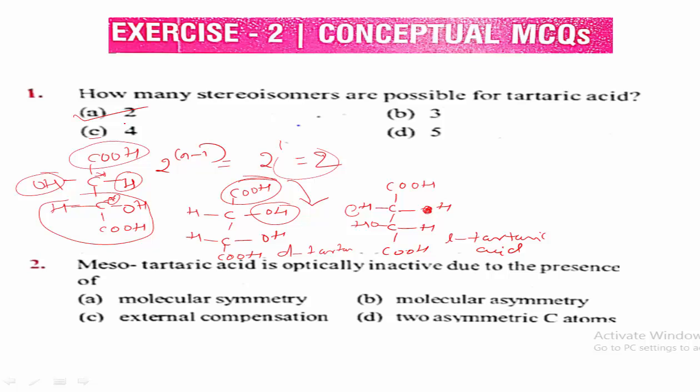Next, question number 2, students. Mesotartaric acid is optically inactive due to the presence of, yes, observe carefully, options are given here. A, molecular symmetry; molecular asymmetry; external compensation; two asymmetric carbon atoms. Students, remember, mesotartaric acid is optically inactive due to the presence of molecular symmetry, and it is optically inactive due to internal compensation.